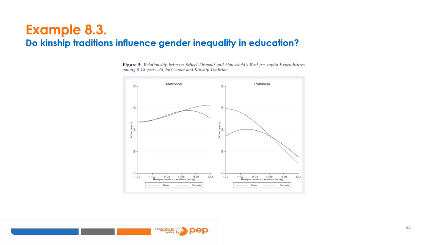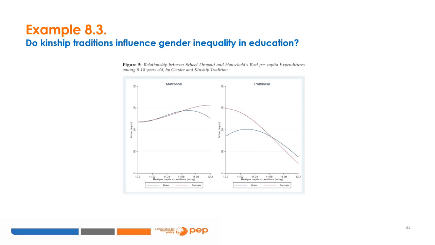Here, the issue at stake is whether kinship traditions, for example, matrilocality versus patrilocality, influence gender inequality in education. The data comes from the 2016 DHS for Malawi. Married couples' postmarital living arrangements in Malawi are governed by two important kinship traditions. Matrilocality, married couples live with or near the wife's family after marriage, and patrilocality, married couples live with or near the husband's family after marriage.